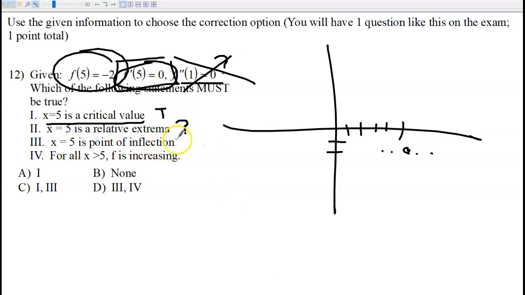Is it a point of inflection? We don't know. The concavity would have to be changing, and we really don't know what's going on to the left and right. For all x greater than 5, so everything on this side, is f increasing on this side? Those are the two ways I drew it so far, but I guess I could have drawn it like this too. That's possible. So we don't really know. Anytime your second derivative is inconclusive, you've lost a whole lot of information. So the only thing that I know for certain is that option 1 is true, the critical value.